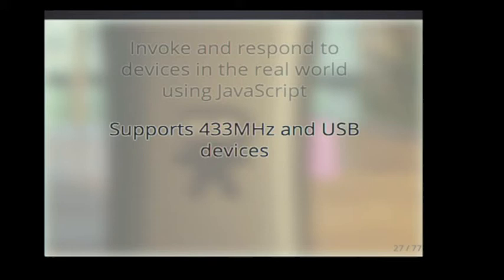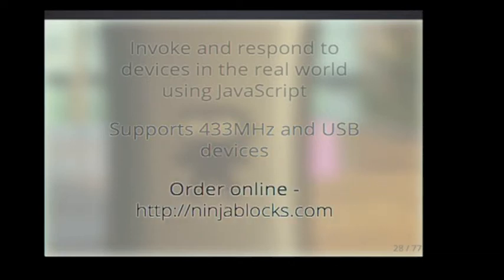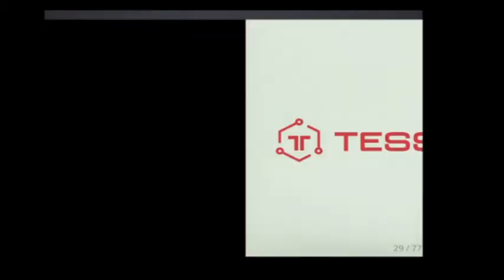Anything that you can turn on and off and it'll work straight away as soon as power hits it, you can now remotely control using JavaScript. You can also order them online already. So if anybody's like, oh, this is really cool, I want to do it, well, just go on to ninjablocks.com, and you can order some, and they come pretty quickly.